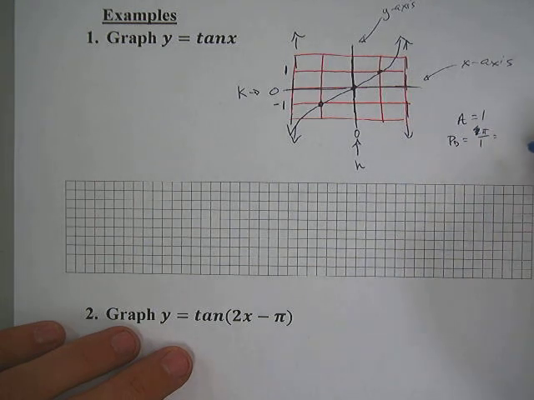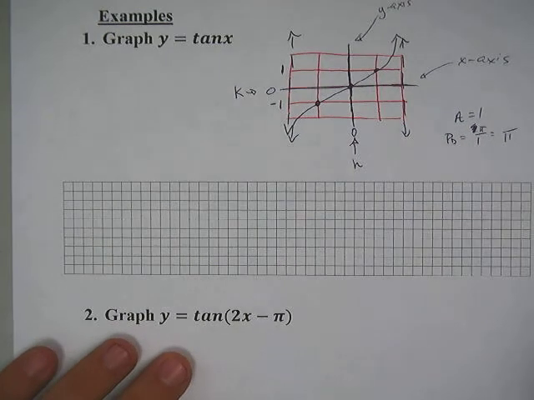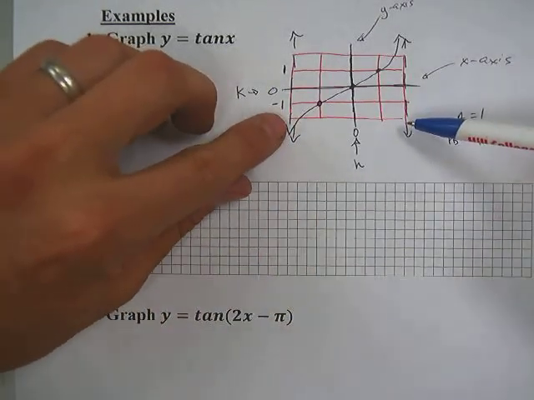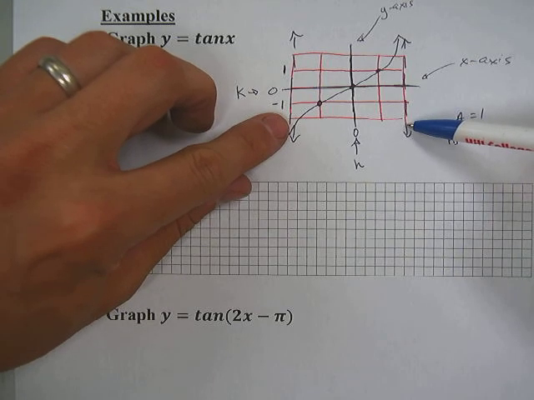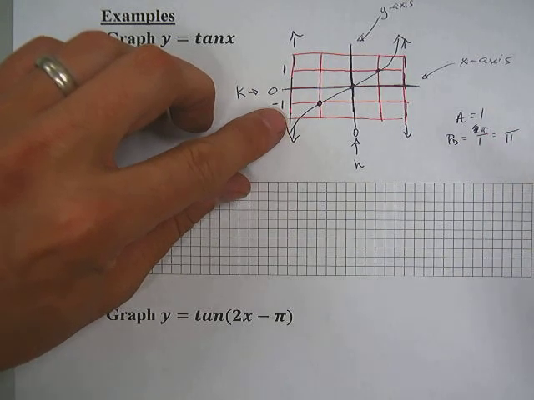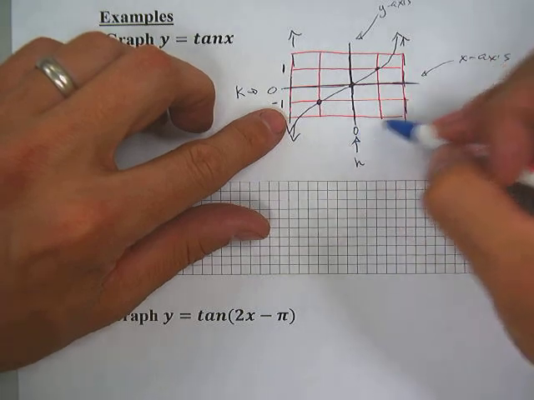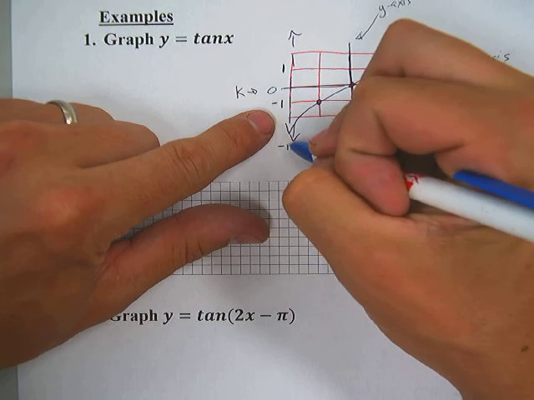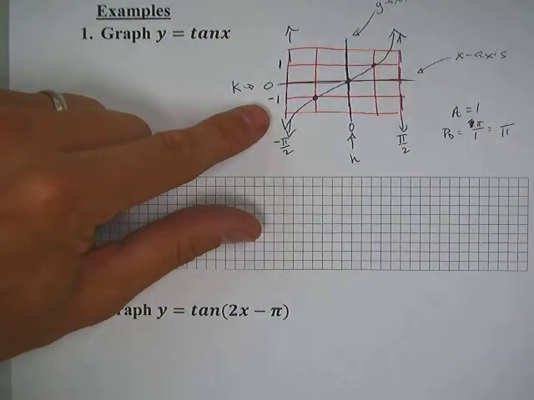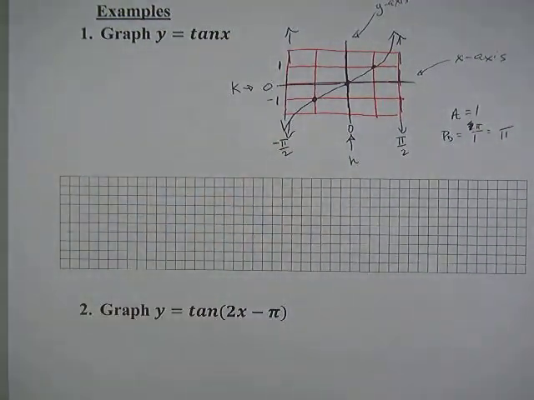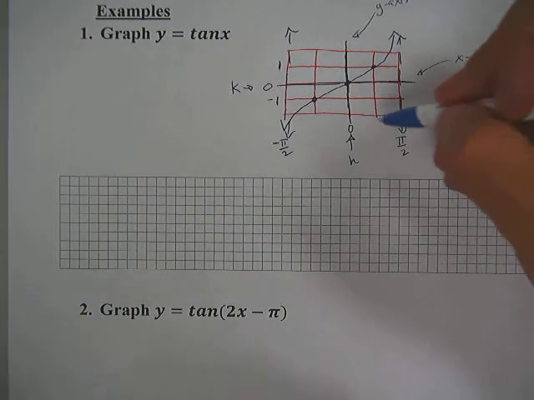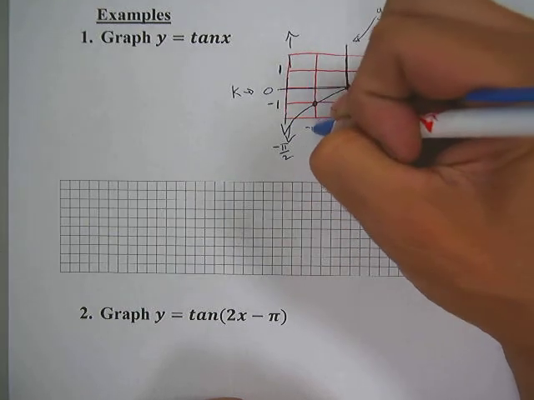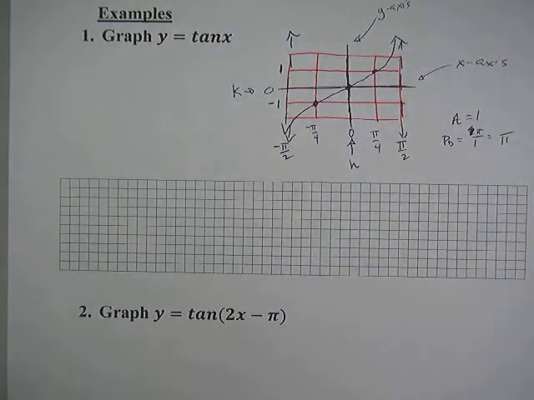And then my period is 2 pi over b, or pardon me, not 2 pi, pi over b. So my period is pi. And so that means the length from here to here has to be pi. Okay, well, if this is 0, that means I have to have half of it over here, and the other half over there. Okay, so far so good, hopefully.